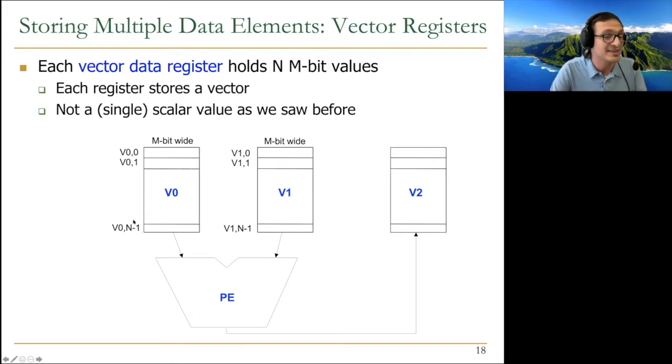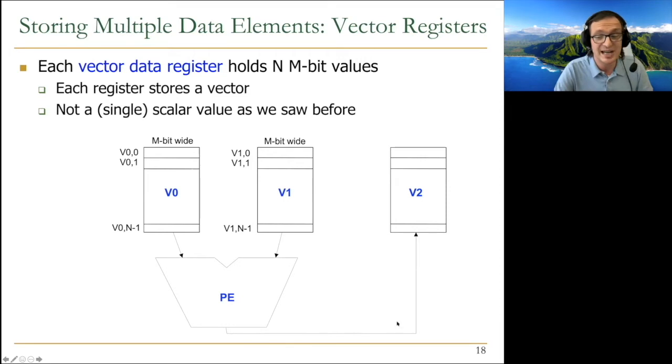Assume that the vector length is n. We say vector add vector register 0 and vector register 1, store the result into vector register 2. What the hardware will do is, every single cycle in a vector processor, take the first element from V0, which is V0[0], put it into the processing element input, take the first element from V1, V1[0], put it into the processing element input, and start the first addition.